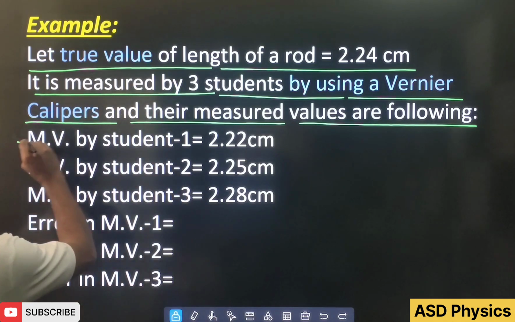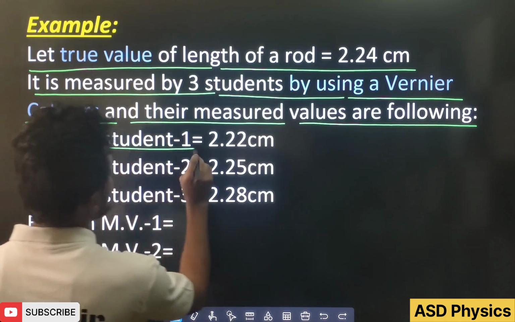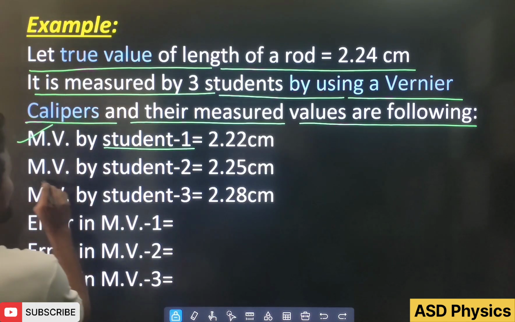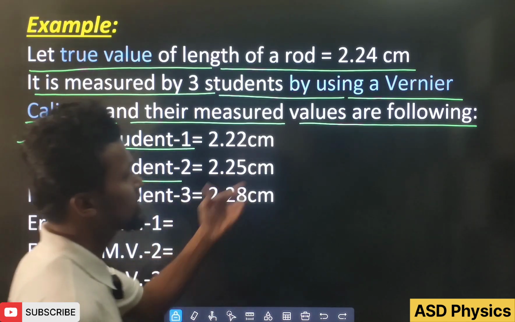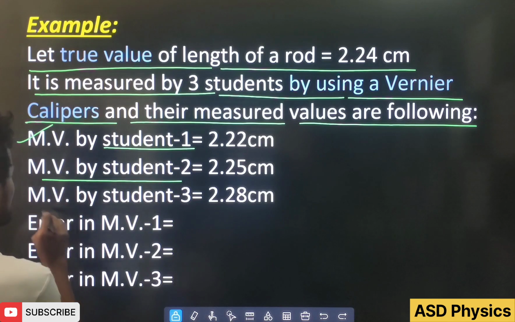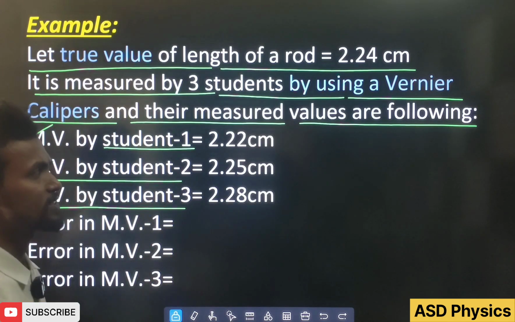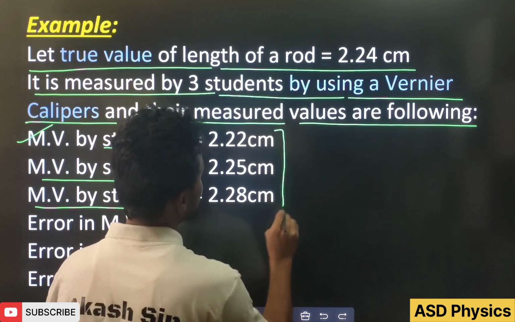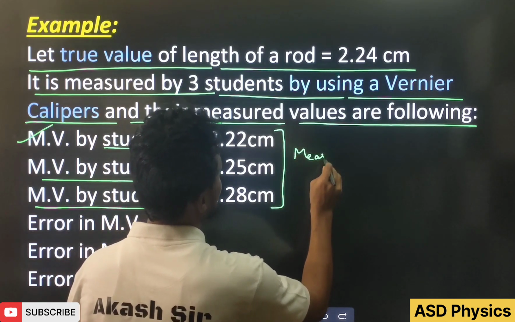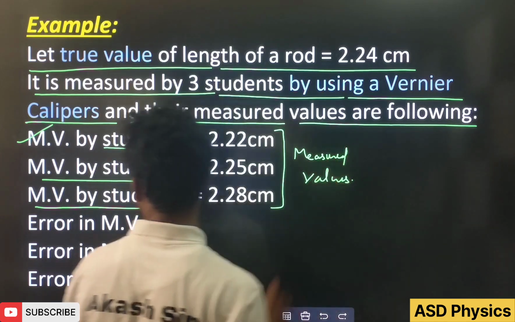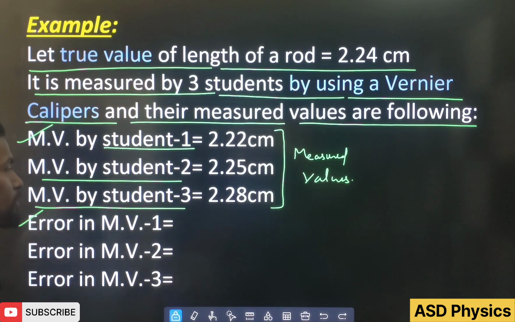So see here, the measured value by student 1 is 2.22 centimeter. The measured value by student 2 is 2.25 centimeter. And the measured value by student 3 is 2.28 centimeter. These are all measured values, students. Measured values. Now let's see the error in each measured value.